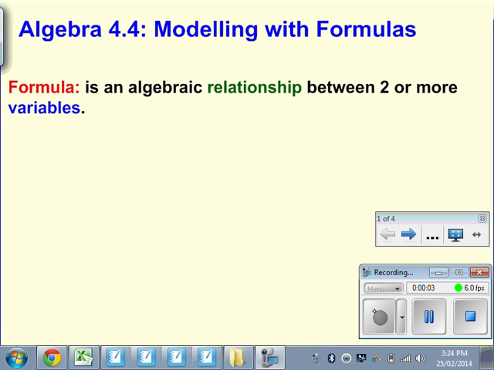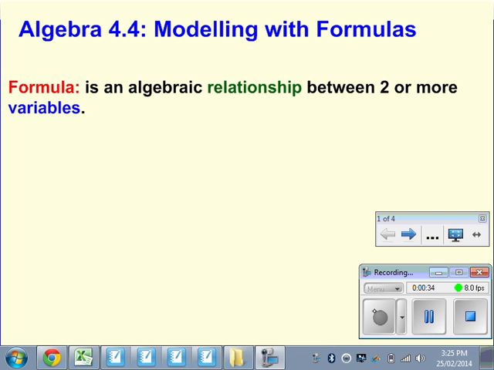Hello, this is Algebra 4.4, Modeling with Formulas. Now, a formula is an algebraic relationship between two or more variables. This means that a formula tells us how these variables react to one another. As I affect one, the other variable or variables will no doubt be affected, and a formula tells us this predictable relationship.